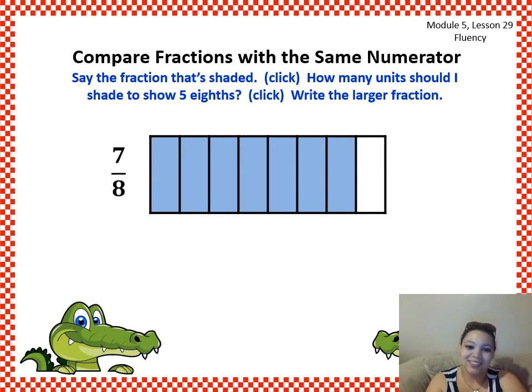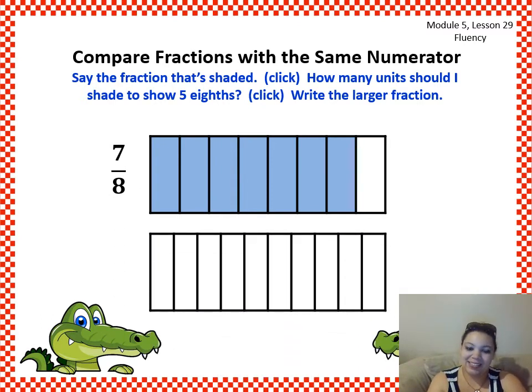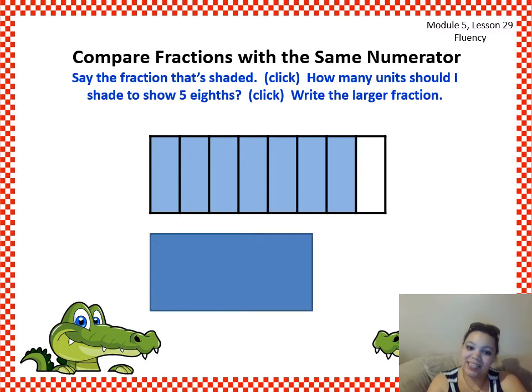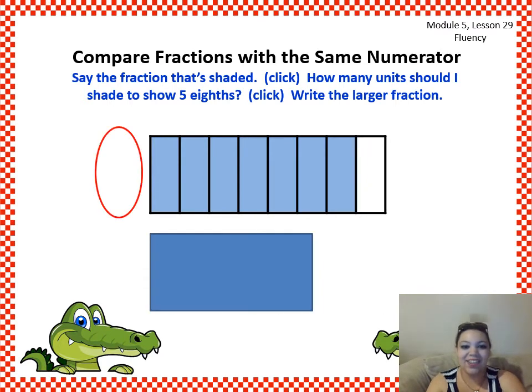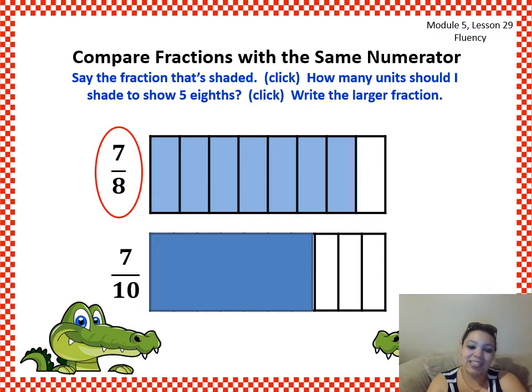All right. What about 7/8? 7/8 against 7/10 is going to give us which fraction to be bigger? Yes, 7/8 is bigger than 7/10 because it has a smaller denominator.